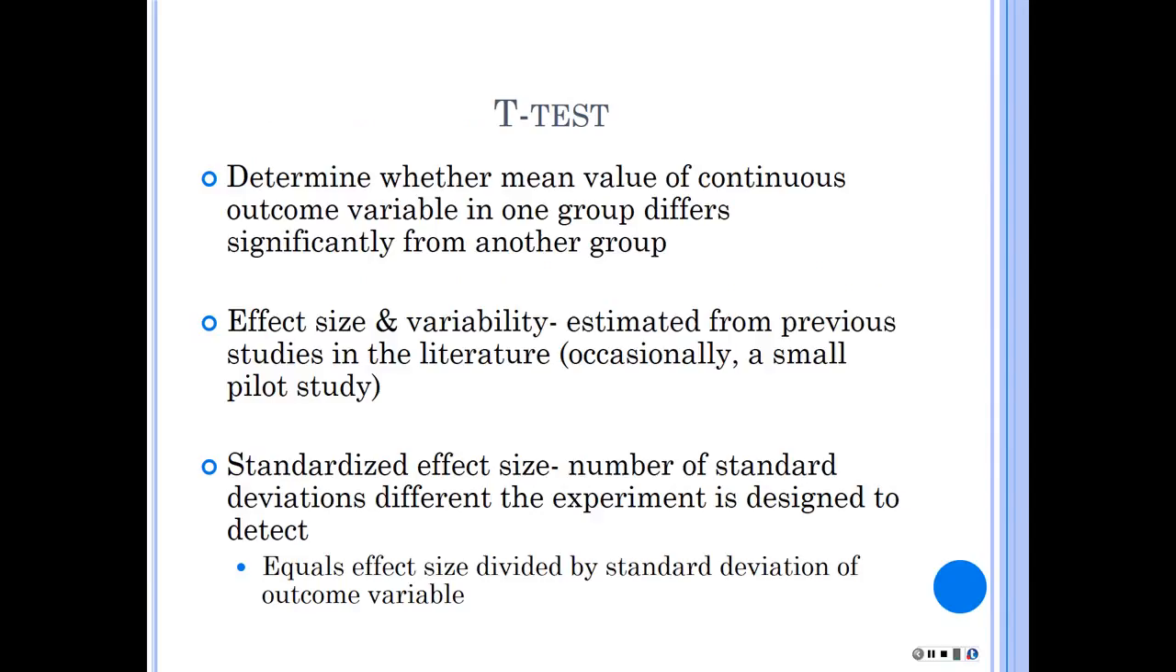When we're using a t-test, the effect size and the variability are estimated from previous studies. So again, you're going to do a lit search to determine the effect size that you expect, and also the variability, which is the standard deviation. Occasionally, if this is not available, one might choose to do a small pilot study. And then we have to consider the standardized effect size with regards to the t-test. This is the number of standard deviations different that the experiment is designed to detect. It is calculated by the effect size divided by the standard deviation of the outcome variable.